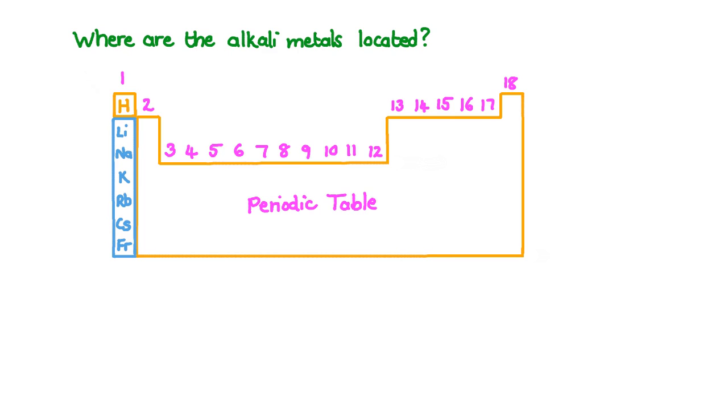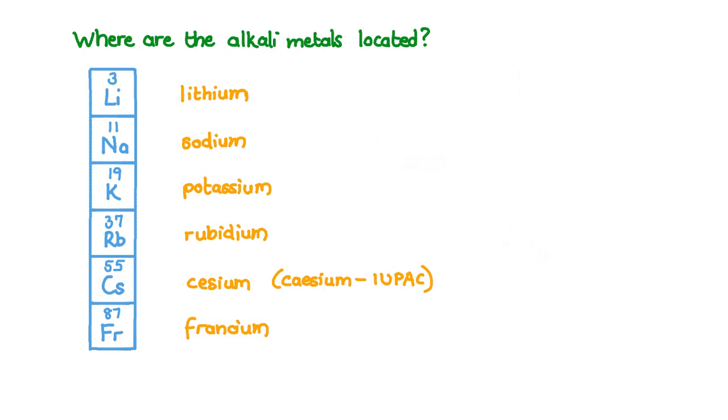The alkali metals consist of Li, Na, K, Rb, Cs, and Fr. Let's have a closer look at these elements. Li is lithium, Na sodium, K potassium, Rb rubidium, Cs cesium, whose IUPAC spelling includes an A, and Fr francium.